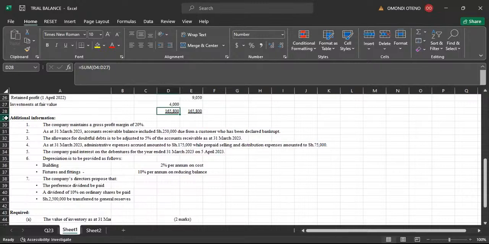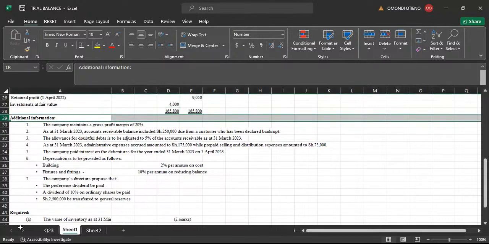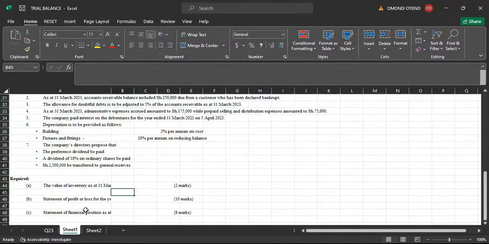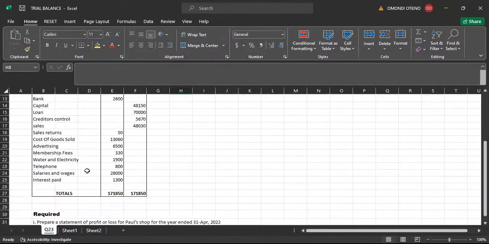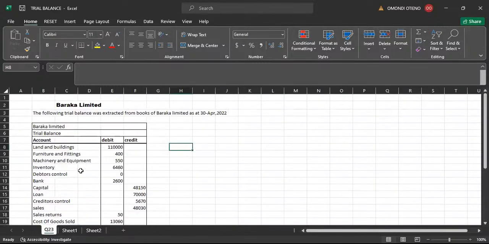But then we have additional information down here. I don't want to subject you to this additional information until we're able to understand or prepare these statements without any additional information. We are just given a trial balance. So we have Baraka Limited. The following trial balance was extracted from the books of Baraka Limited as at 30th April 2022. So this is the trial balance of Baraka Limited, account, debit, credit. That's what they have mentioned there.